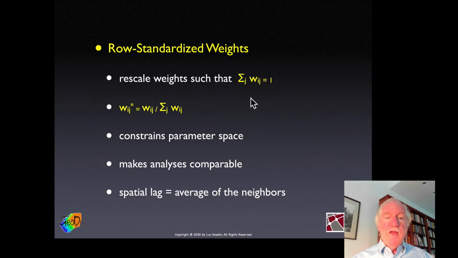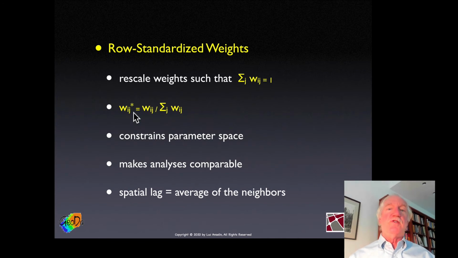So formally, we make sure that the sum over j, meaning for every observation i, j are all the neighbors, the sum over all the neighbors of the weights equals 1. And then how do we get there? We get there by dividing each of the original weights by the row sum. So we divide our original weights by the row sum, and then we get a rescaled weight so that they're all in the same order of magnitude. Makes the analyses comparable, makes the correlation coefficient comparable.